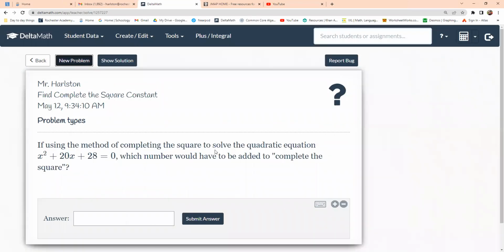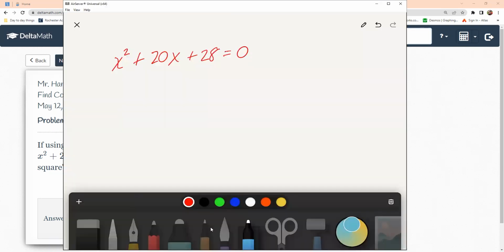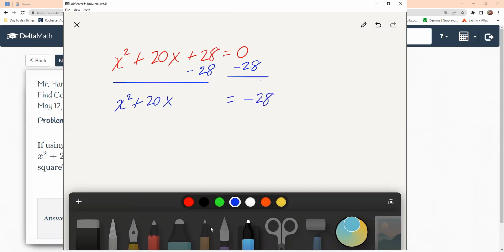Okay, so this one, you see we have another quadratic, x squared plus 20x plus 28 equals 0. Let's go to the iPad now. So what I'm going to do, first thing, get this 28 and move it to the other side. So I have x squared plus 20x equals negative 28.